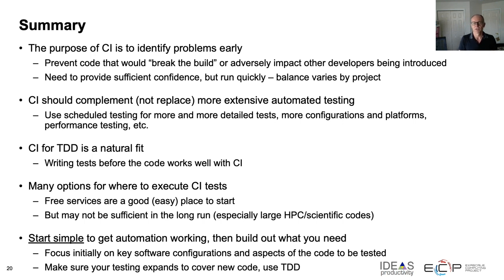CI typically complements extensive automated testing, doesn't usually replace it, but it's just another thing that you can use to improve your code quality. CI for test-driven development is a very natural fit. Writing the test before the code works well in the CI environment. And there are many options for where to execute tests. That's probably the most complicated part of setting up continuous integration. So you can go free, but that may not be sufficient if you're looking at HPC or scientific codes. But the key thing here is start simple, get the automation working, and then build out your continuous integration environment as you go, making sure your tests expand to cover the new code. And the best way to do that is using test-driven development.